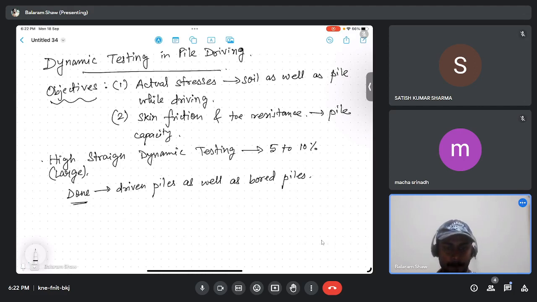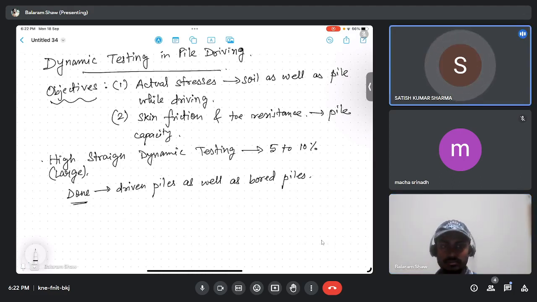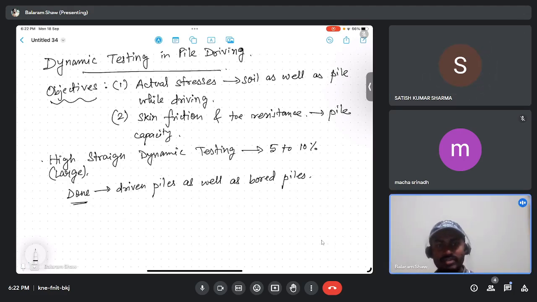Why? Anyone? In fact, this bored pile may also come in the category of cast in situ piles. When you do boring, after that we are doing cast in situ piling only, but in that we have some kind of load or some kind of impact. So wherever we can give the impact, there we go for this kind of high strain dynamic testing. Wherever we don't have any hammer impact, for those kind of piles we don't go for high strain dynamic testing.